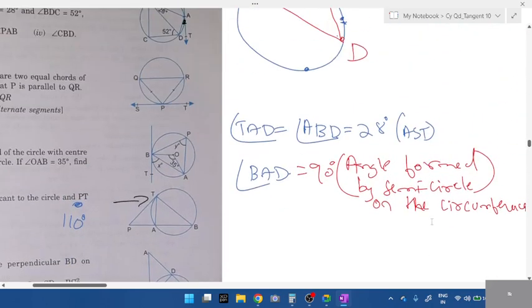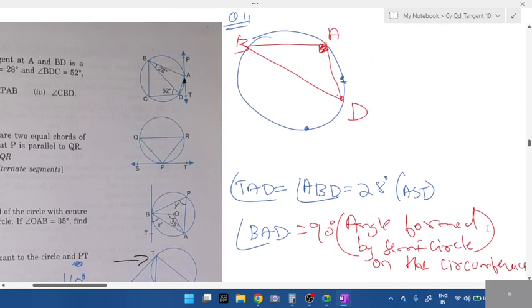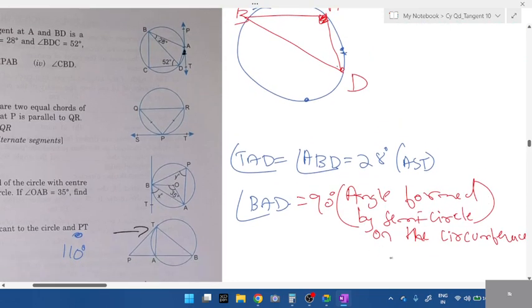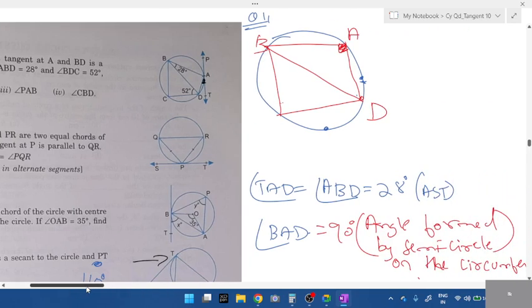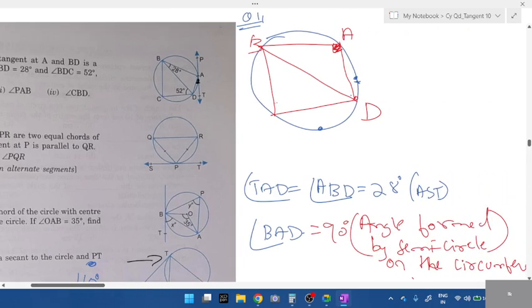So this is the answer for the next one. Angle formed by semicircle on the circumference is 90 degree. That is not required on the circumference. Is it clear? Completed? Then what kind of quadrilateral is this? I'll pull another line down. Cyclic quadrilateral. You can use cyclic quadrilateral concept to find what's the third question asked? PAB. Okay, this time there was PAB.